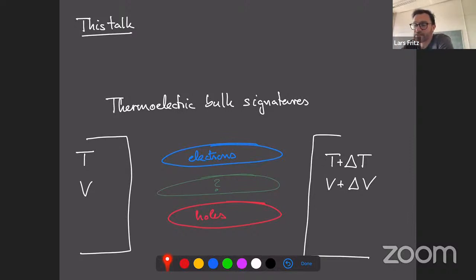Now, we assume that we can have two reservoirs at different temperatures, and we can have them at different voltages. So that's the usual setup for thermoelectric transport. Furthermore, I want there to be electrons. I want there to be holes, and in the end, I will argue that in principle, we should also consider something else here. If you read the title of the talk, you can probably already fill in what's in here. Okay, so this is the general setup.